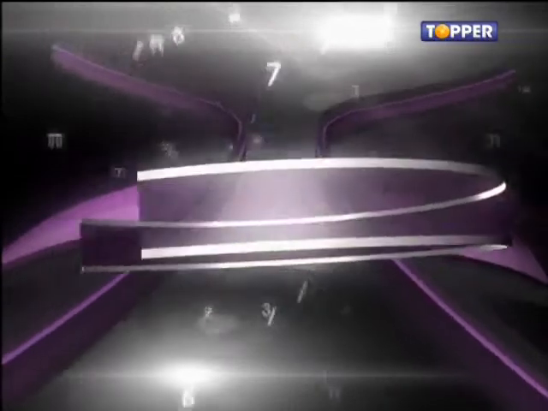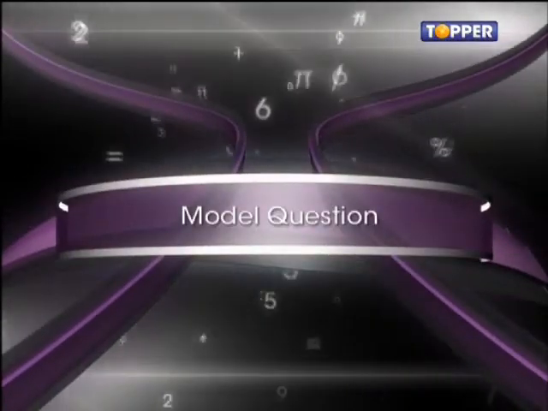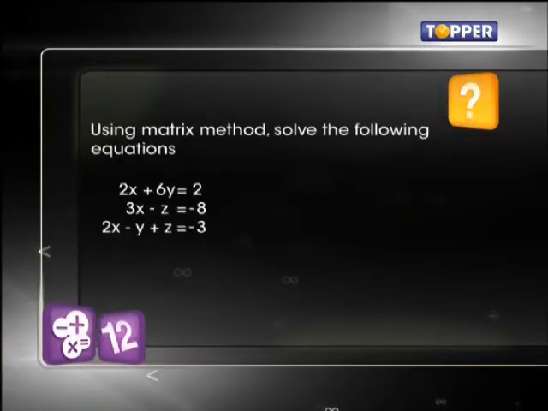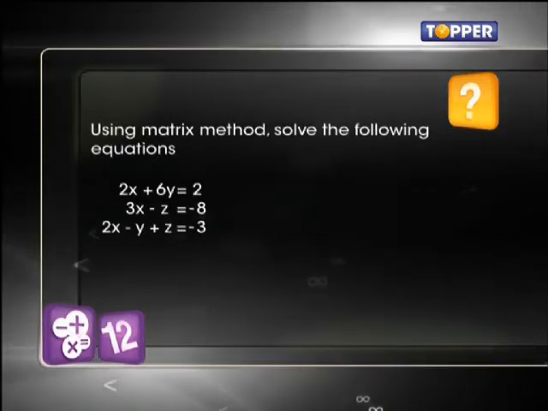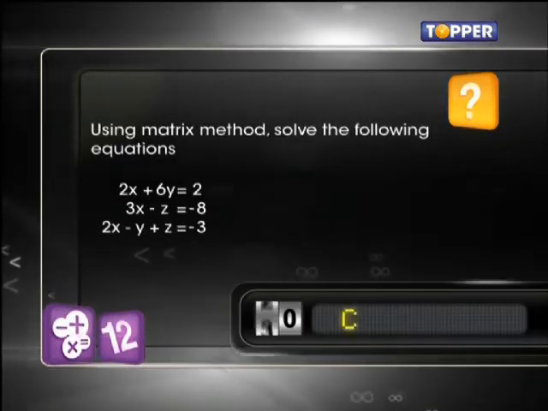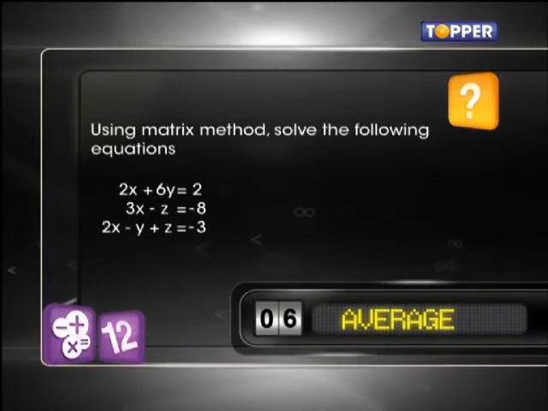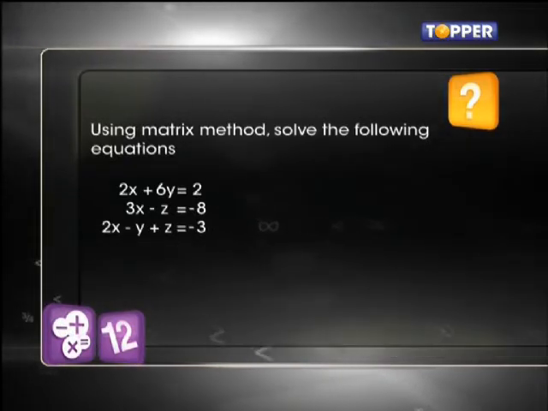That revision and the knowledge dip should have jogged your memory and warmed up those grey cells. Good for you, because coming up next is a question that is a prototype of what you can expect in the exams. So if you want to be a model student, then pay close attention to today's model question. You must solve the system of equations using the matrix method. This is a 6-mark question that is typical of what you might be asked in the board exams.